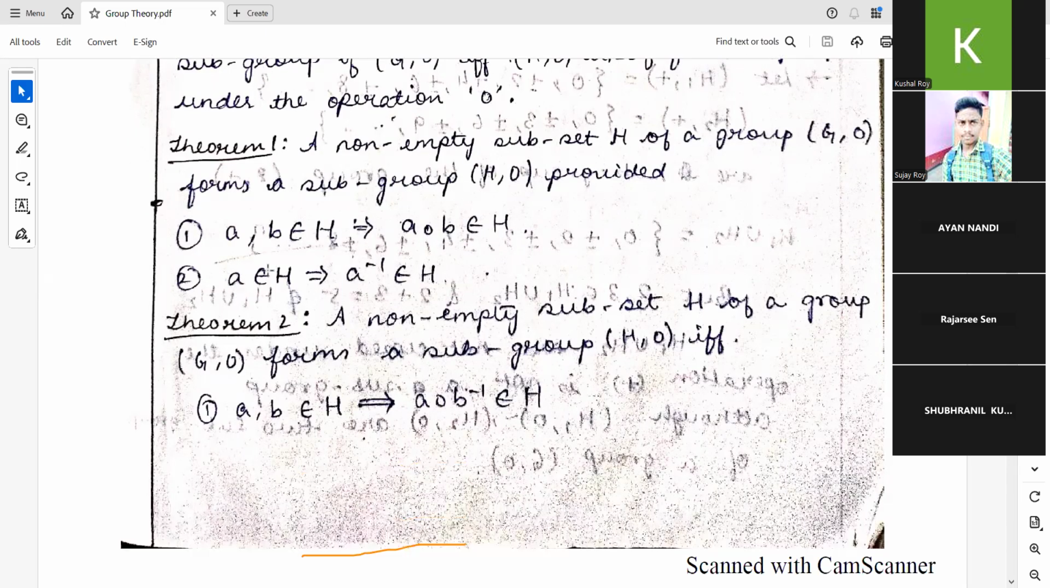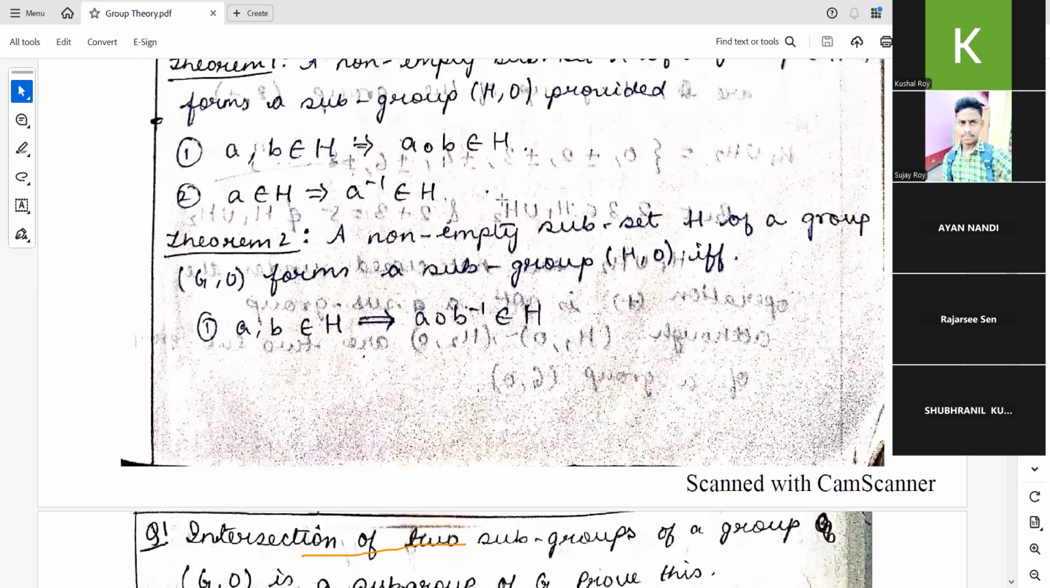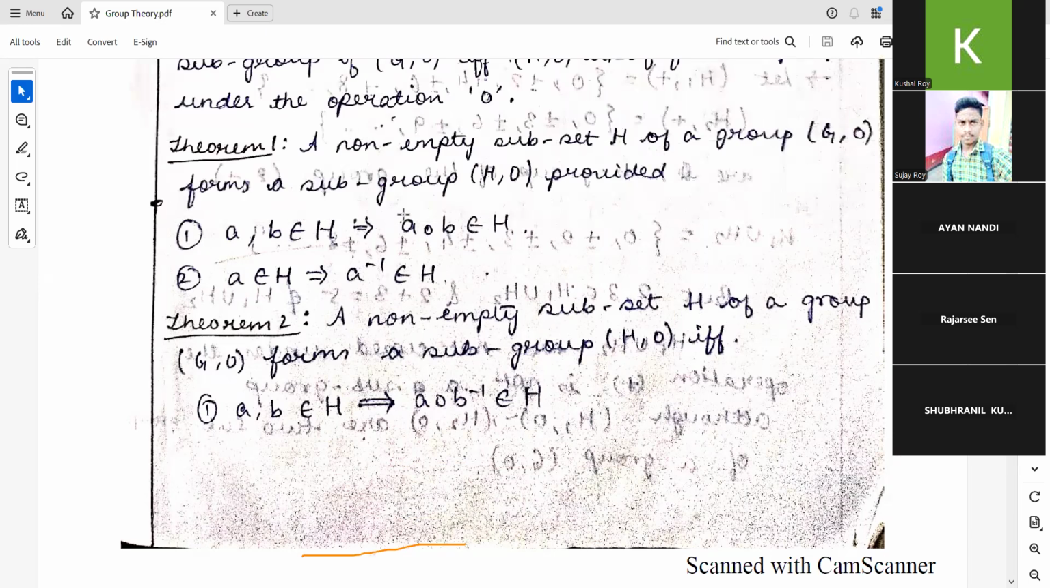Similarly, if you consider any element A belongs to H, in that case A inverse belongs to H. So it is a theorem. These are two conditions. If these two conditions are satisfied, in that case we can say that H is a subgroup of the group G.